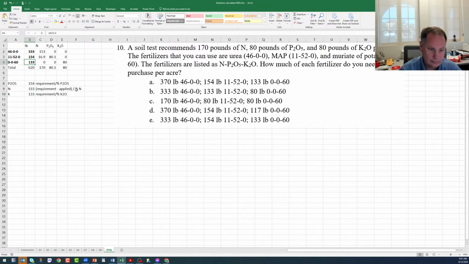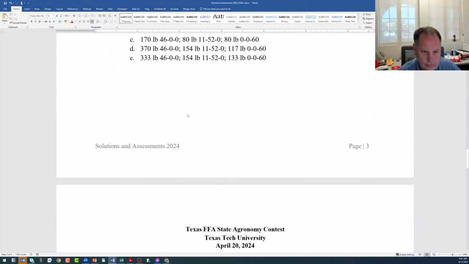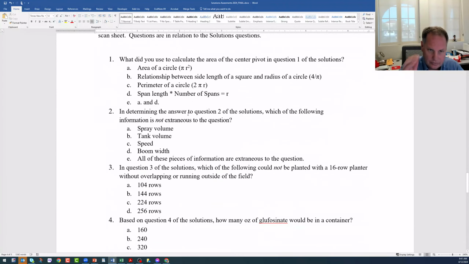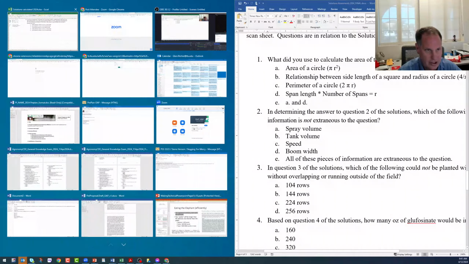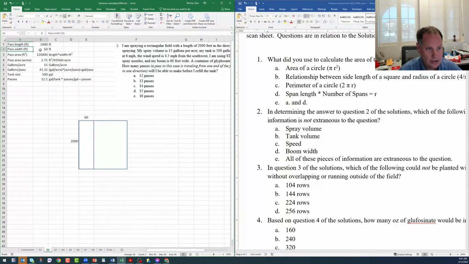All right, let's take a peek at the other half of it here. Okay, what did you use to calculate the area of the center pivot in question 1 of the solutions? Area of the circle. In determining the answer to question 2 of the solutions, which of the following information is not extraneous to the question? Well, we use the pass width, which is the boom width.